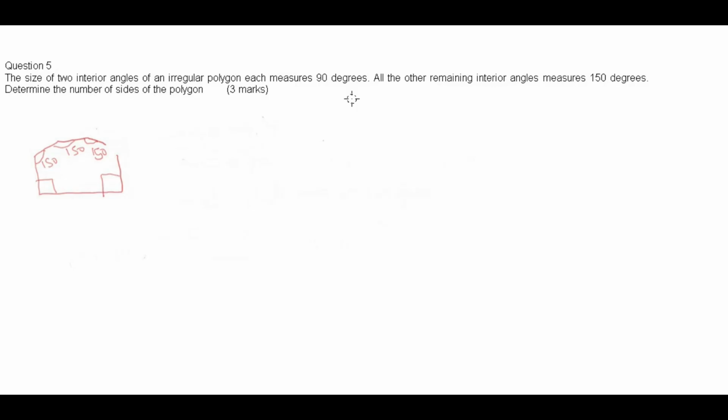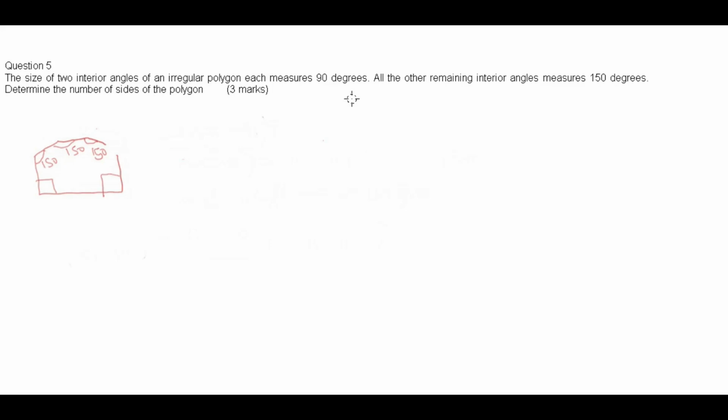Today we are tackling question 5. It says the size of two interior angles of an irregular polygon each measures 90 degrees. All the other remaining interior angles measure 150 degrees. So you have been asked to determine the number of sides of the polygon.